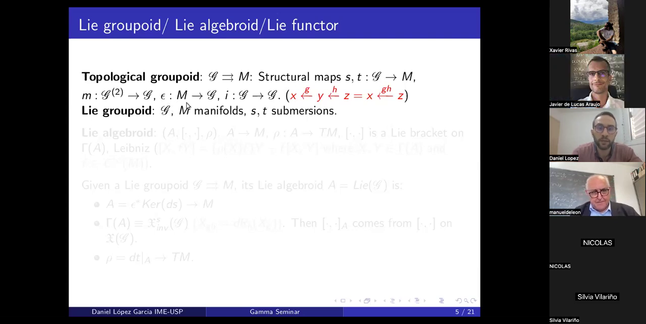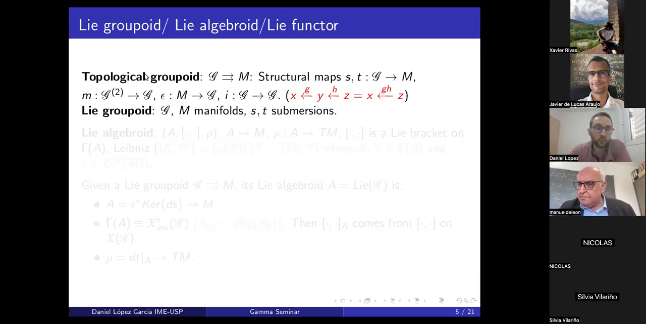Also, you have this map going from M to G, and this is a generalization of the unit in groups. In this case, you don't have one unit, you have many units. For any point here, you produce a unit on that point. It satisfies the algebraic condition that when you compose with a unit, you don't modify the arrow. And you have an inverse map, which for any arrow produces the inverse, such that when you compose these arrows, you produce a unit over a point.